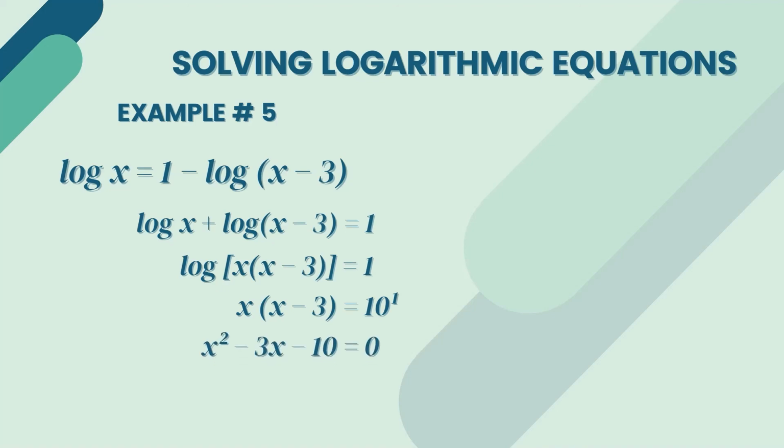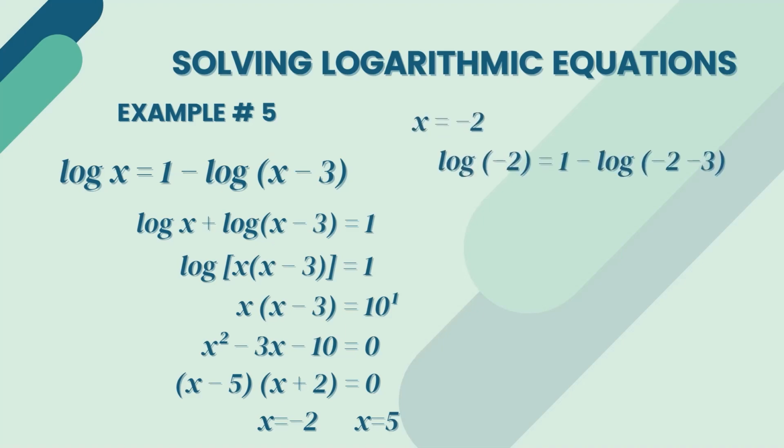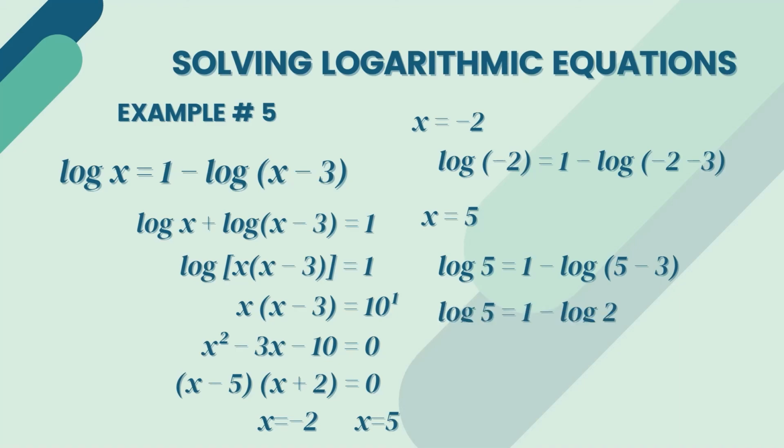So that becomes x squared minus 3x minus 10 equals 0. Remember to factor them again to get x minus 5 and x plus 2. So our x's are negative 2 and positive 5. So we've got two potential solutions. Let's check them both. We've got negative numbers in the logarithms, and so this cannot be a solution. Let's check x equals 5. Since there are no negative numbers or zeros in the logarithms, this is a solution. Therefore, we have a single solution to this equation, x equals 5.